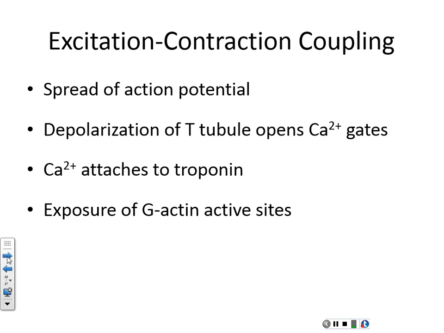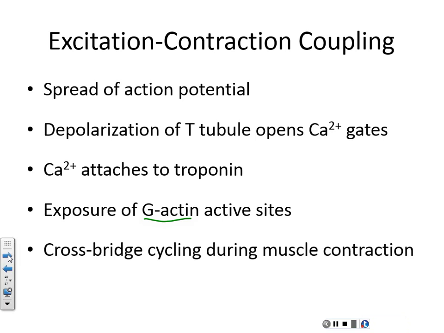As long as the binding sites are exposed, as long as calcium is there, the myosin heads will attach and contract, attach and contract, using energy. The G-actin, those globular units on actin, are the ones that have the active site onto which the cross bridge falls when the myosin heads attach. And then they pretty much just contract.